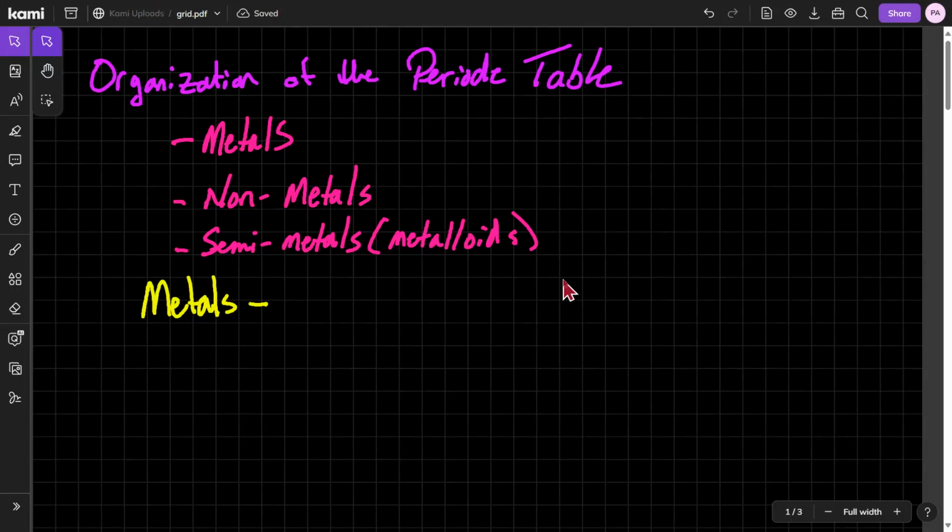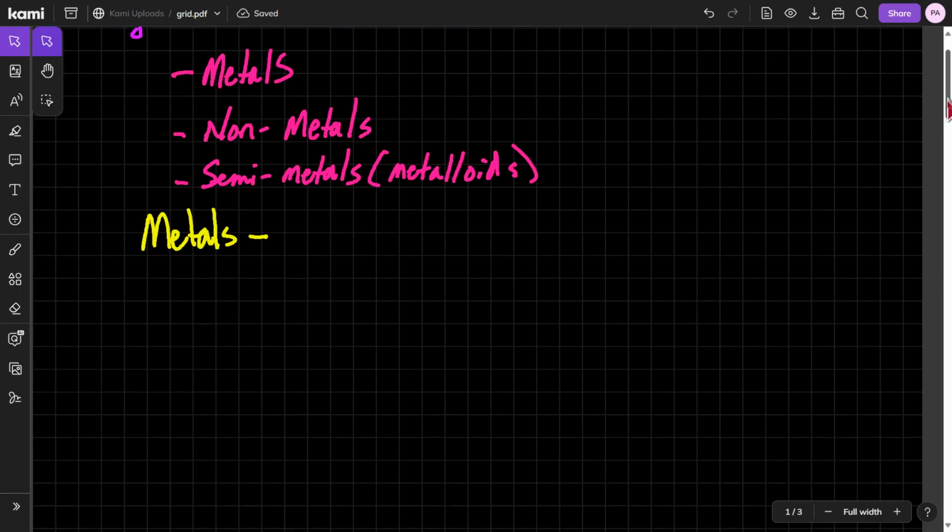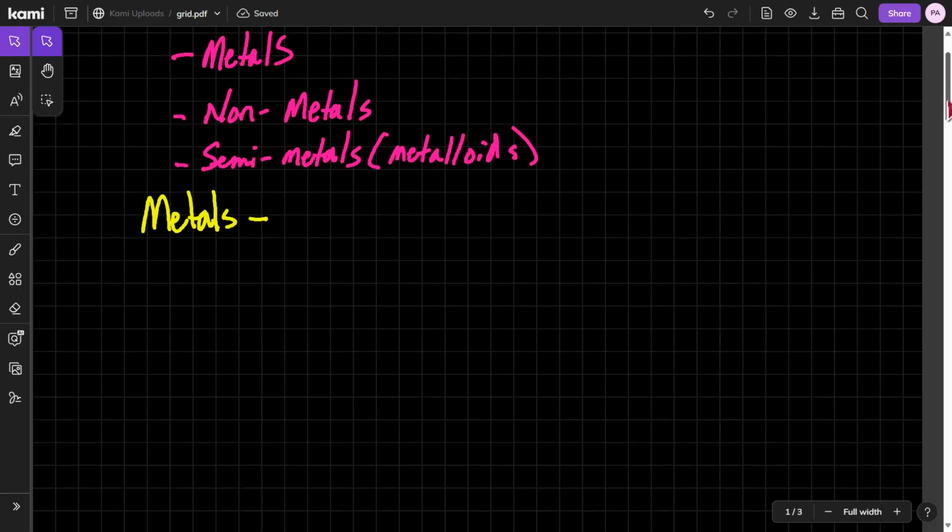Today we are studying the organization of the periodic table, and there are three main groups that we're going to talk about. The first are the metals, then we're going to talk about the non-metals, and then semi-metals, and we're going to talk about the properties of these. All right, so the first we have are the metals.